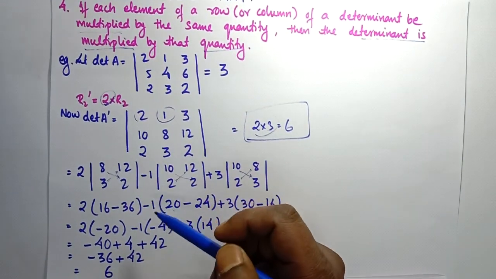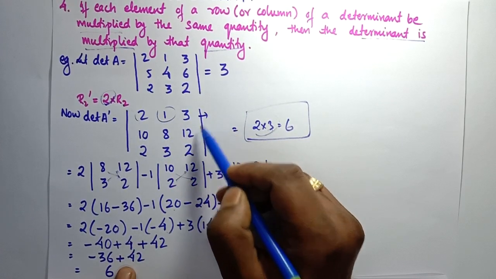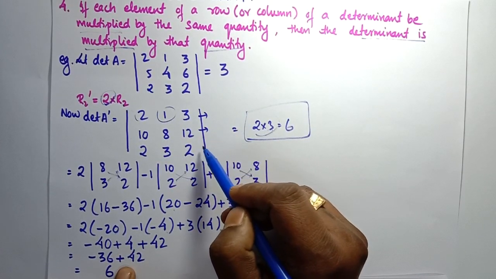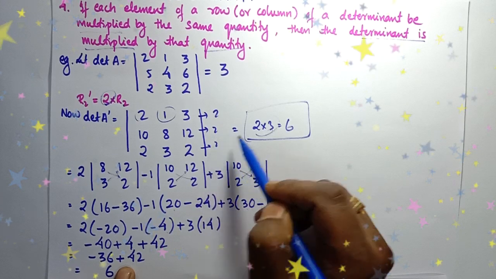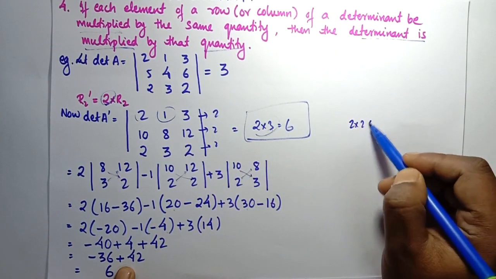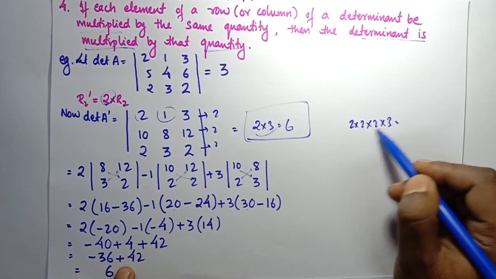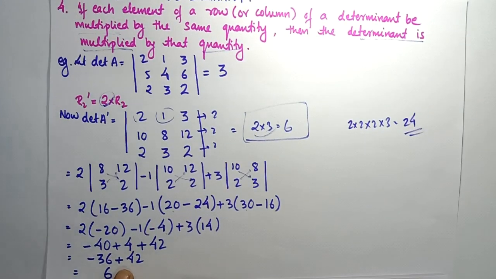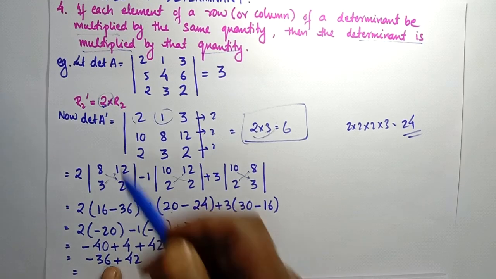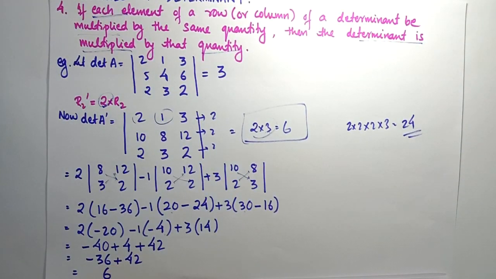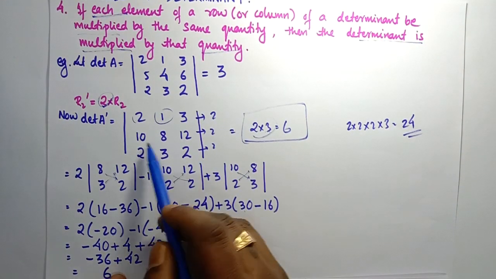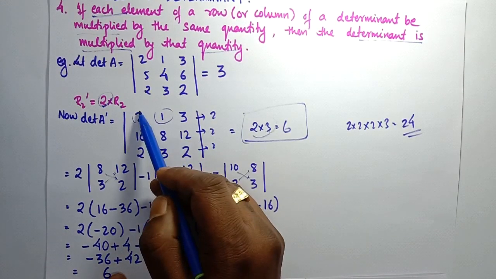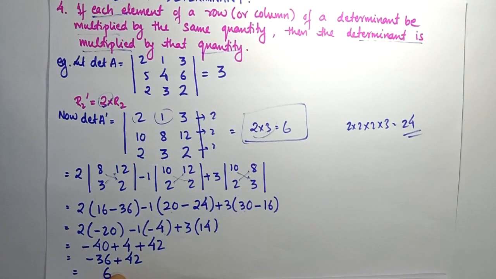If you multiply, suppose you are multiplying the rows, r1 also 2, r2 also 2, r3 also 2, that means you have to multiply this value also 2 into 2 into 2 into 3. So how much? 2 2s are 4, 4 2s are 8, 8 3s are 24. So you will get this way. Okay, so each element of the row or the column has to be multiplied, each and every row, or if you multiply the column also, you'll get the same value.